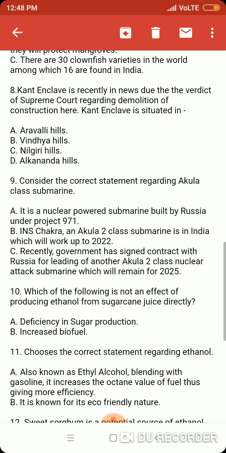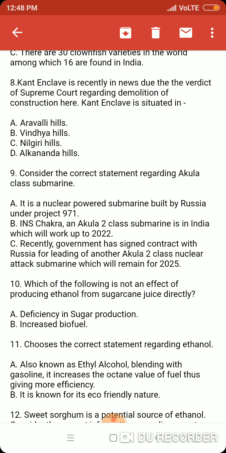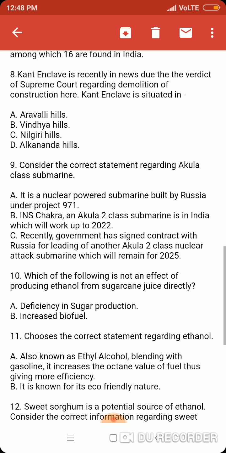People have invested their lifetime income here, right? It is a dream of every person to get their own house built by their own income. Many people have invested their lifetime savings in building their own home in that area. This is the reason the Supreme Court verdict is quite a shock to those people living in this colony. So Khan Enclave is situated in the Aravalli Hills.